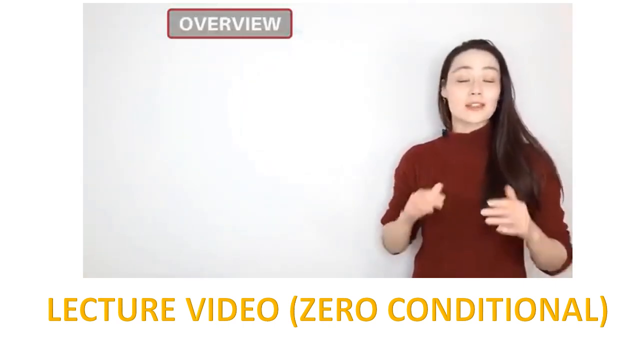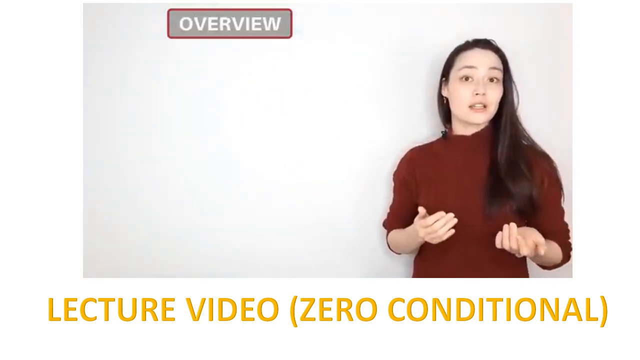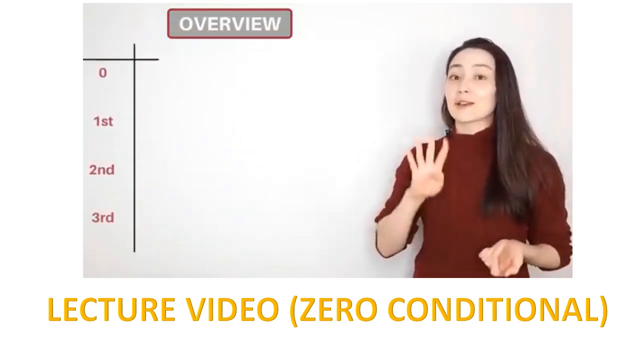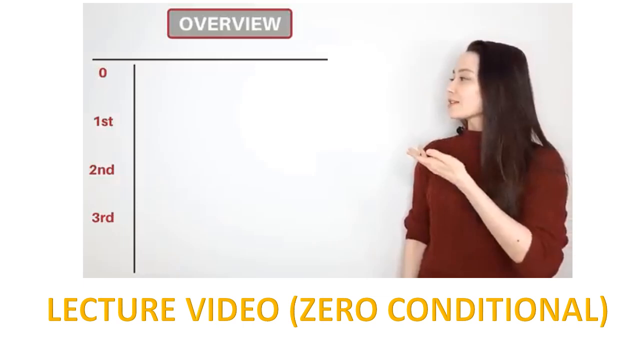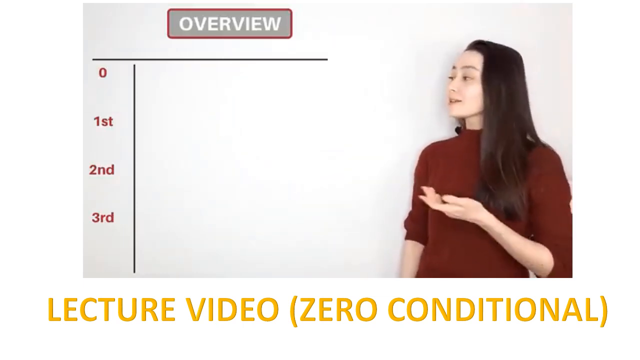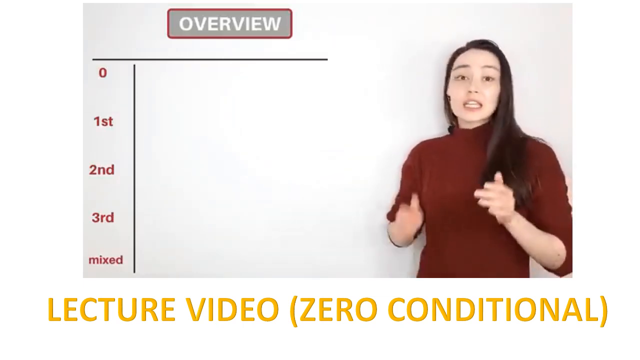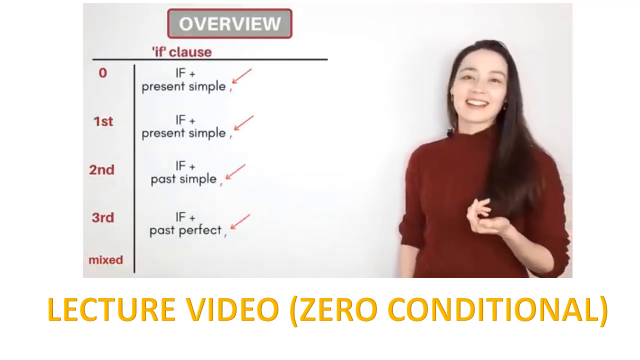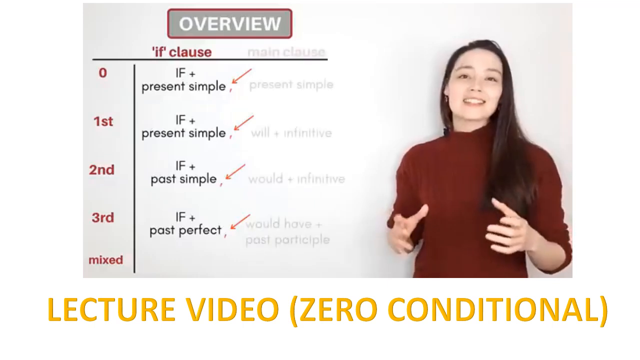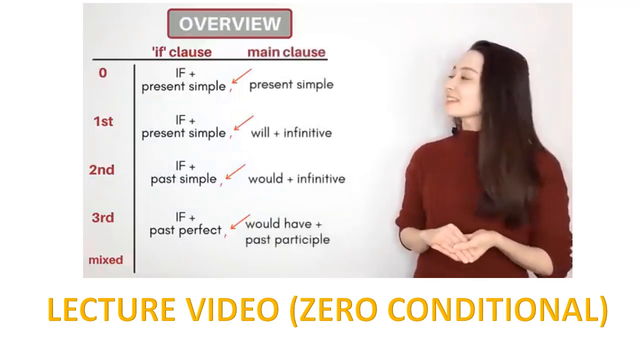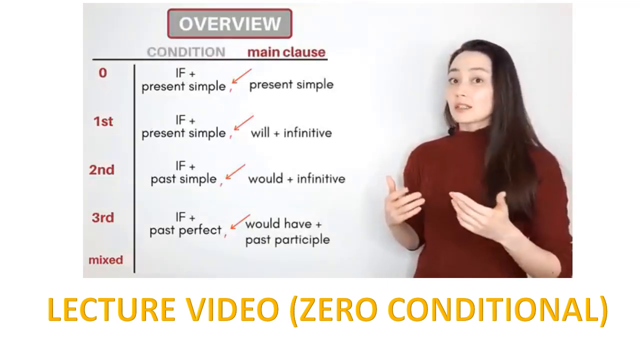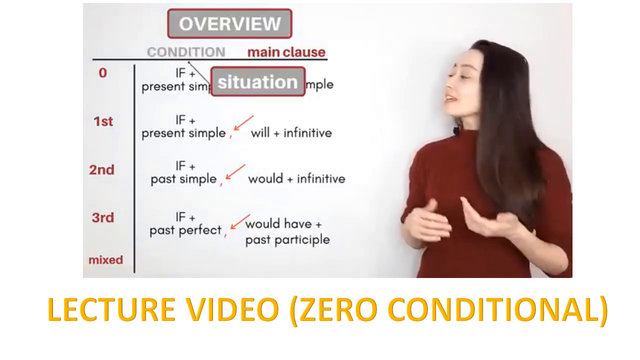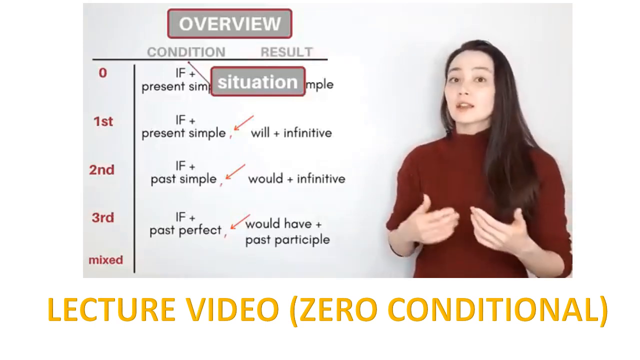Okay, I'm going to begin with a general overview of the conditionals, and I will get more specific as the lesson continues. In English, we have four conditionals: 0, 1, 2, and 3, plus mixed conditionals. Each conditional has an if clause, comma, and a main clause. The if clause gives us a condition. When I say condition, I mean situation. And the main clause gives us the result.